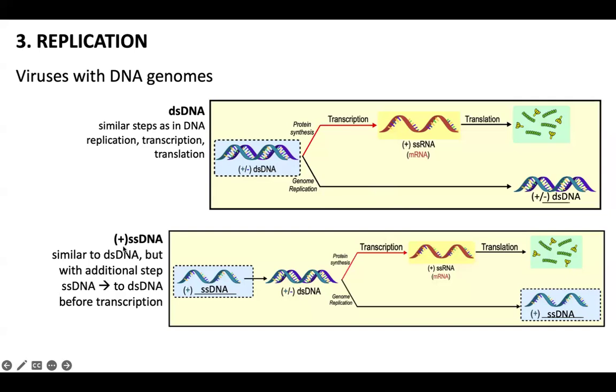If we look at single-stranded, in this case the positive single-stranded DNA, this is very similar in how it all works, but there's just this one additional step. So it starts with single-stranded DNA. It's going to make the complementary strand. So then you end up with double-stranded DNA, then the same steps as above.